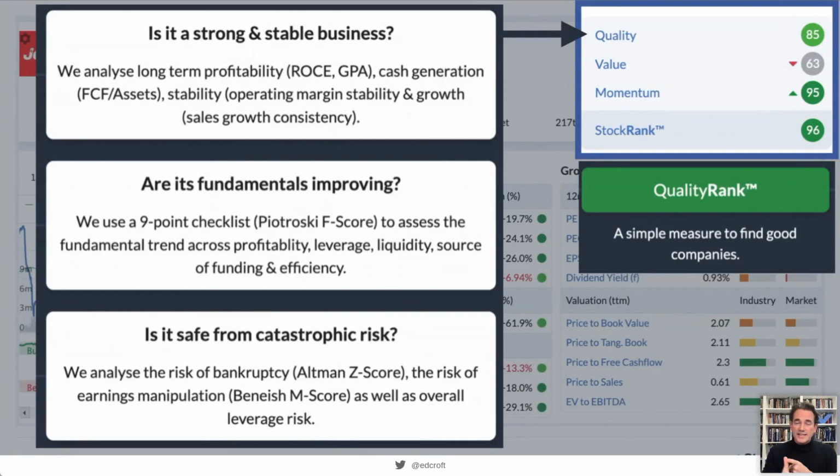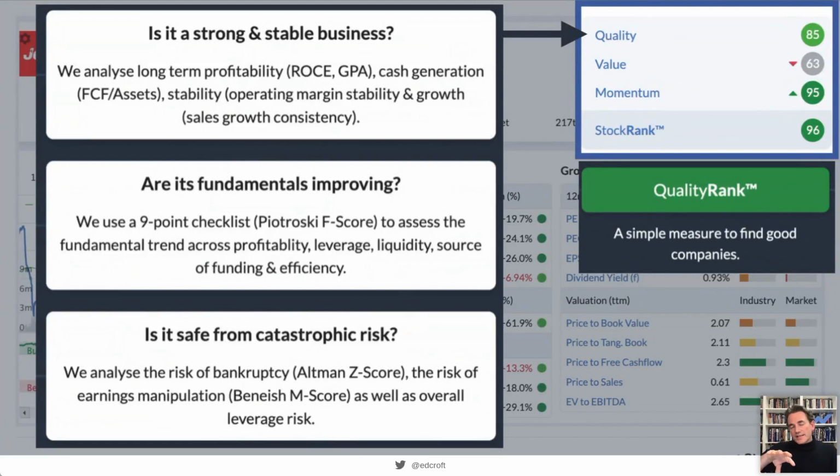Firstly, is it a strong and stable business? We call this the franchise factor internally, and it analyzes long-term profitability: the return on capital, gross profitability, the cash generation over assets, and stability and growth. So the operating margin stability and sales growth consistency. So it's kind of our Buffett-esque input into the quality rank.